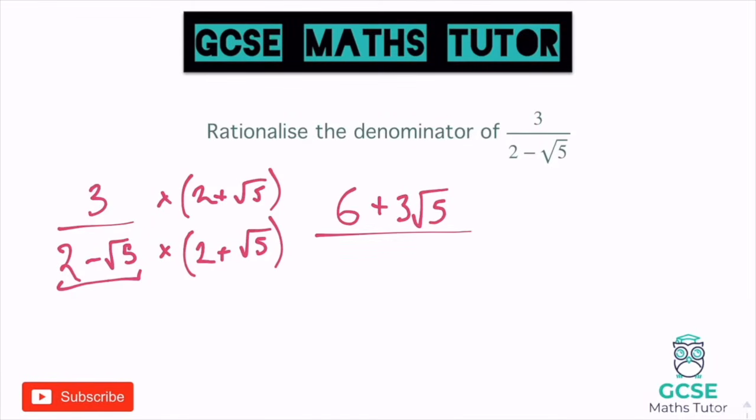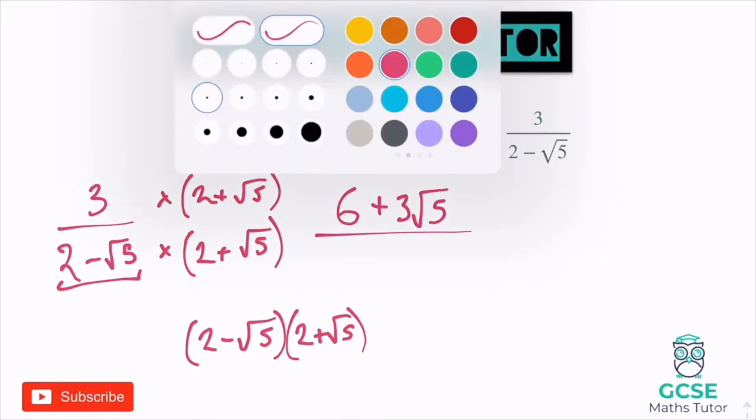Now on the bottom, and this is the only time I'm going to do it this way, but I'm going to show you how to start off with this. So we've got a double bracket, let's write it separately. We've got 2 minus root 5, and we've got 2 plus root 5. And this is what we need to expand for that denominator.